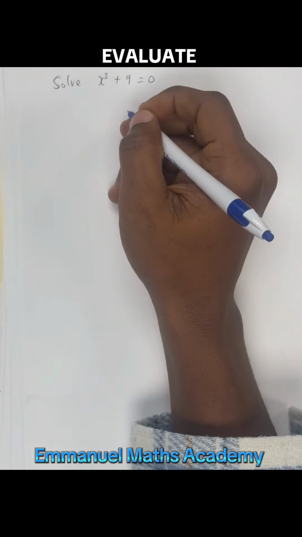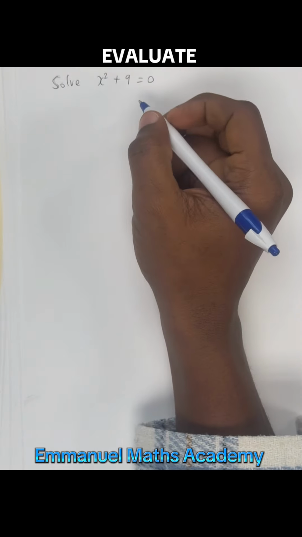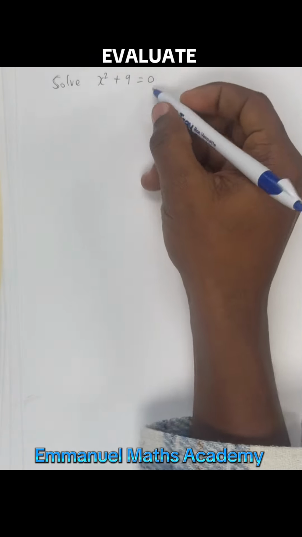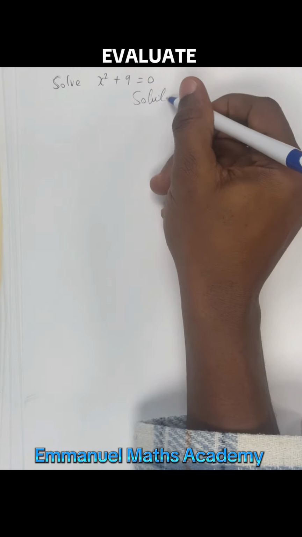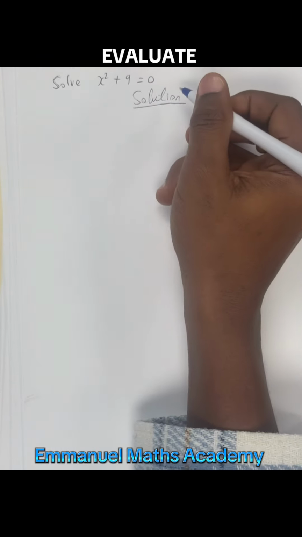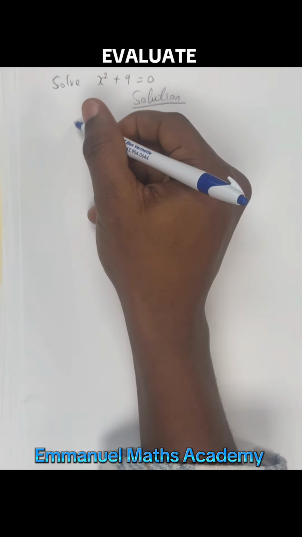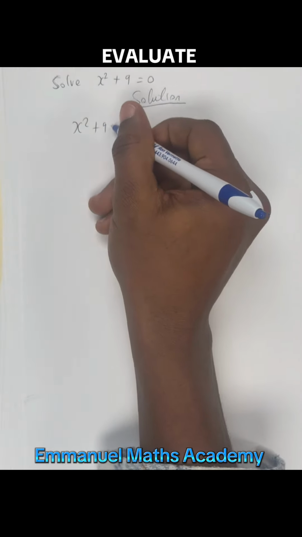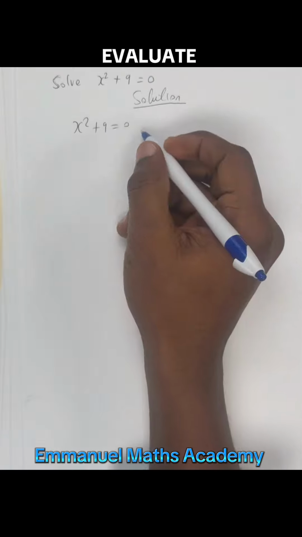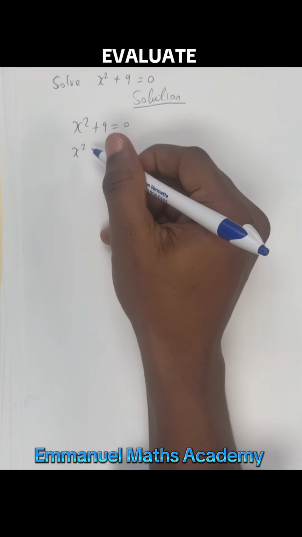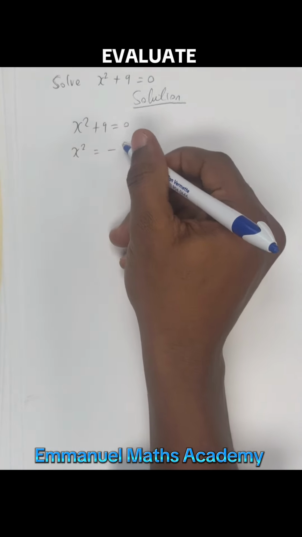So let's solve this. Solve x squared plus 9 equal to 0. So, solution. From this, if you have x squared plus 9 equal to 0, this 9 will come to this side. You change this to what? Subtraction. It's equal to minus 9.